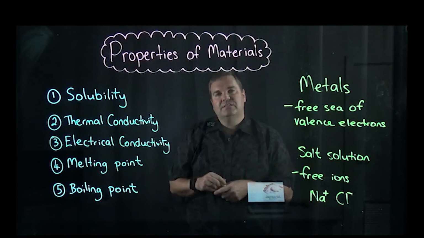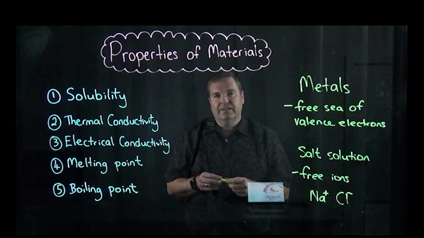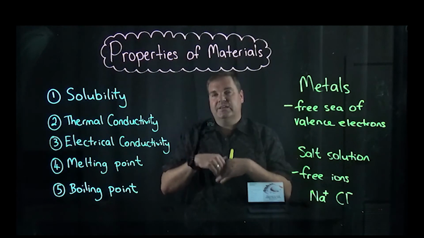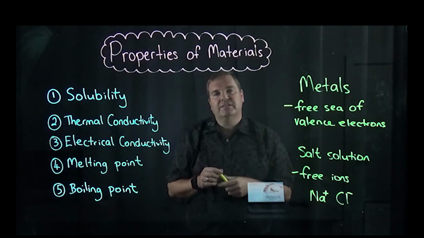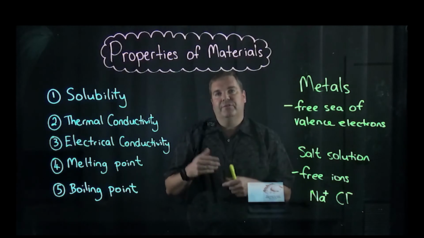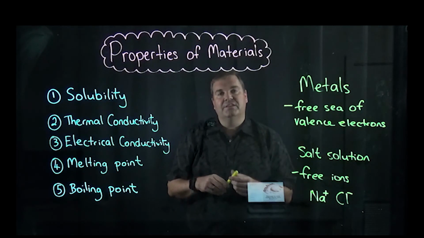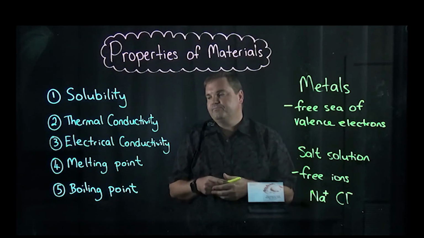So electrical conductivity is the ability to conduct electrons. If it conducts electrons very well, it has a high conductivity and it's a conductor. If it doesn't conduct the electrons really well, it's an insulator, like rubber.